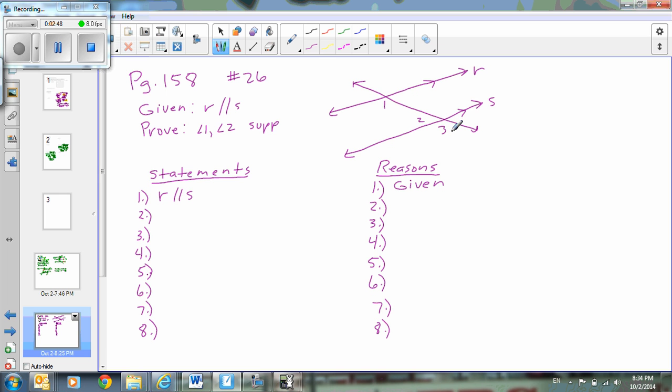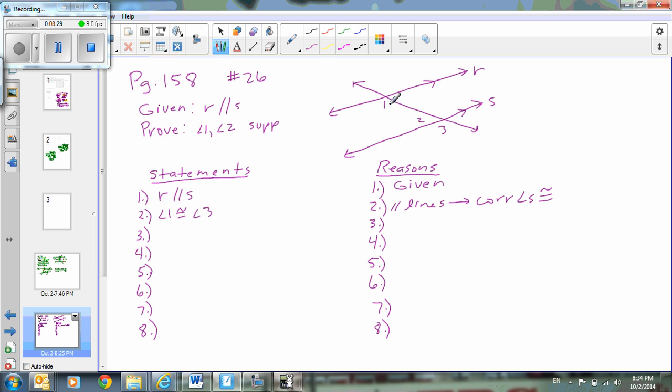And if you remember our corresponding angles postulate, it says when parallel lines are cut by a transversal, corresponding angles are congruent. So we can go ahead in step 2 and say that angle 1 is congruent to angle 3. And the reason why, now don't put the name of the postulate here, I want you to actually write it out in shorthand. It says, whenever we have parallel lines cut by a transversal, we can conclude that corresponding angles are congruent. We assumed we had parallel lines, so we can conclude that 1 and 3 are congruent.